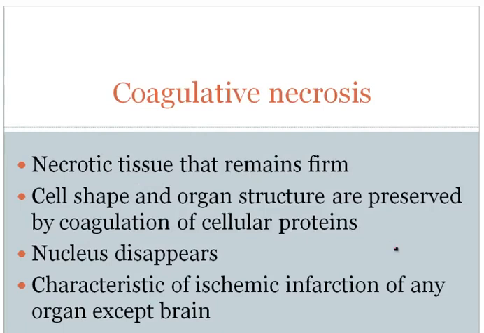The first type of necrosis is called coagulative necrosis. What is coagulative necrosis? It is necrotic tissue that remains firm, i.e.